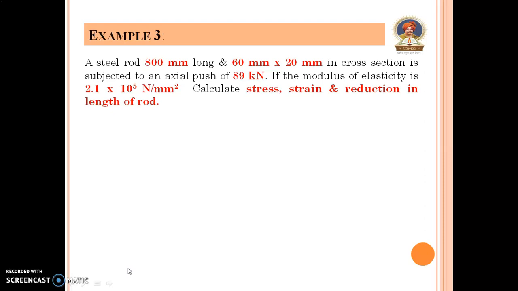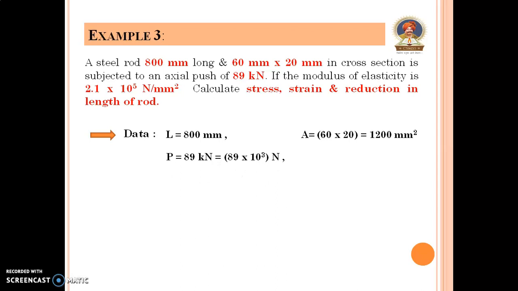So in this numerical what is given? L is equal to 800 mm. Here the steel rod is 800 mm long. Then cross sectional area 60 mm by 20 mm. A is equal to 60 into 20, which is equal to 1200 mm square. Then axial push of 89 kN, that is P is equal to 89 kN, which is equal to 89 into 10 raised to 3 Newton.